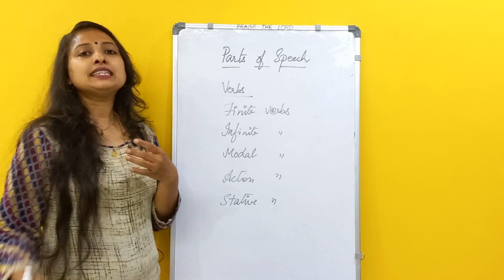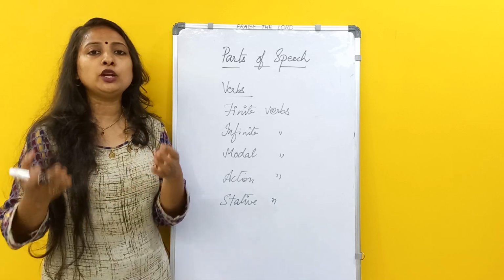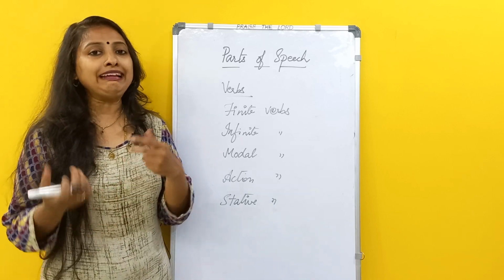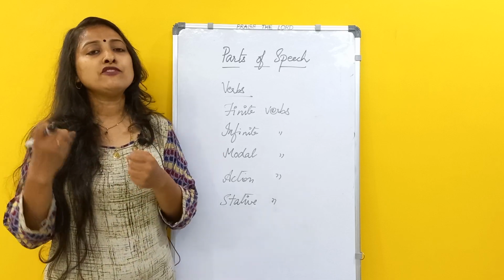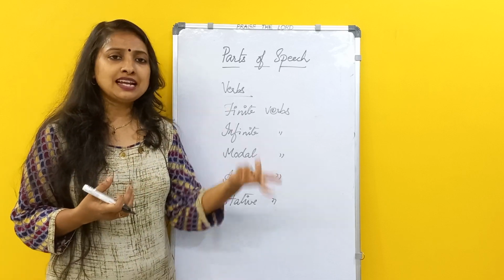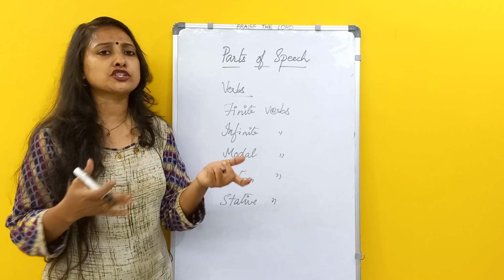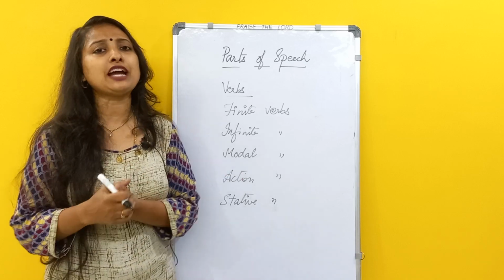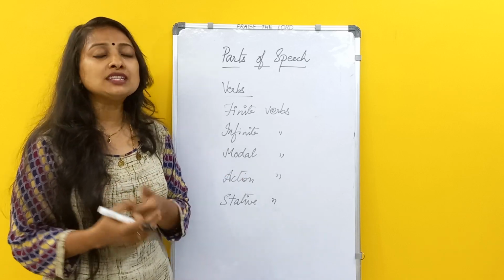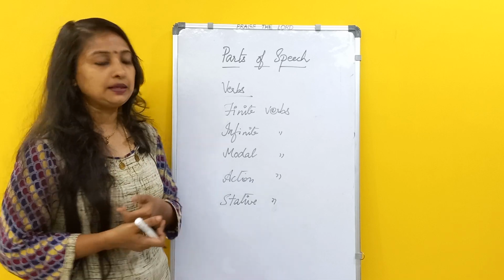Right? So these are the different kinds of verbs: regular, irregular, linking, auxiliary, modal verbs, finite, infinite, transitive, intransitive, action, stative. All these are different kinds of verbs which we come across and which we will discuss in detail.